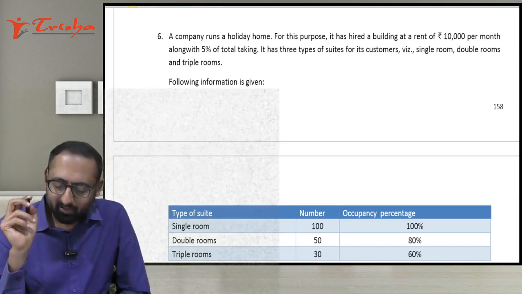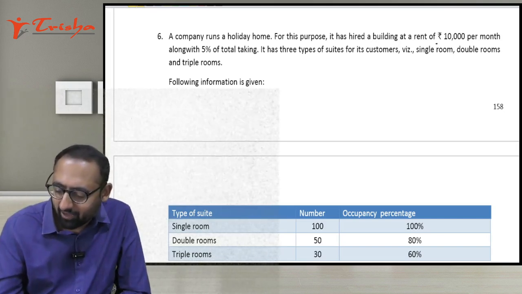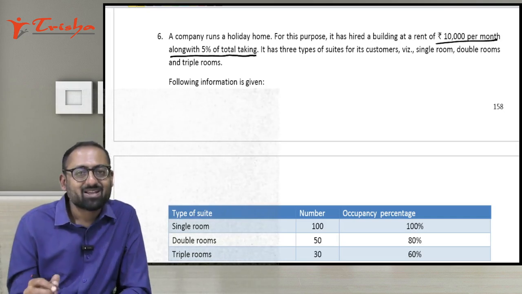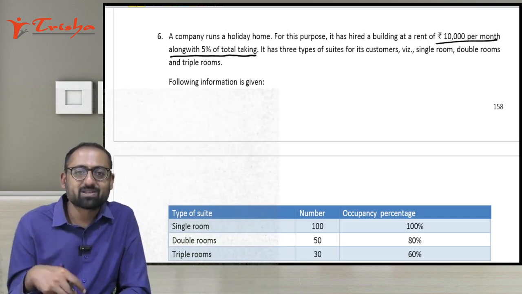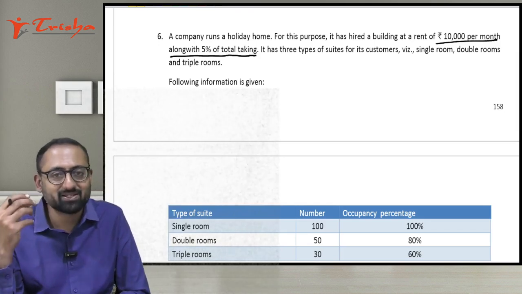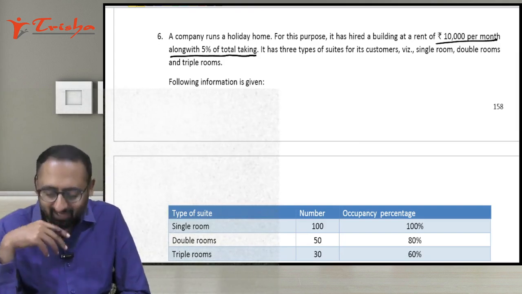The company runs a holiday home. For this purpose, it has hired a building at a rent of 10,000 per month plus 5% of total takings. So the owner is also getting 5% from our business. So the rent adjustment is that you'll have to pay 10,000 per month plus 5% of total takings as well.